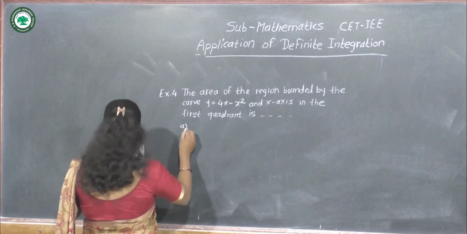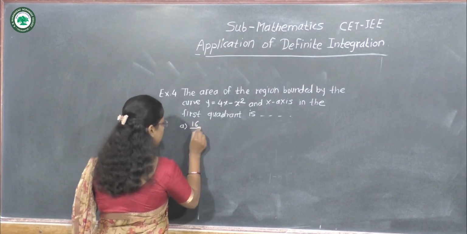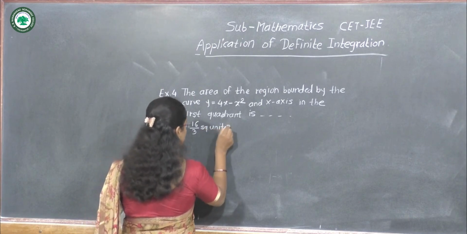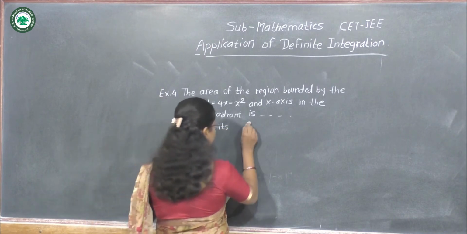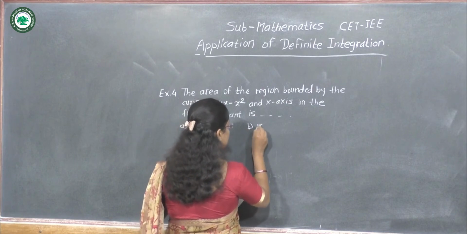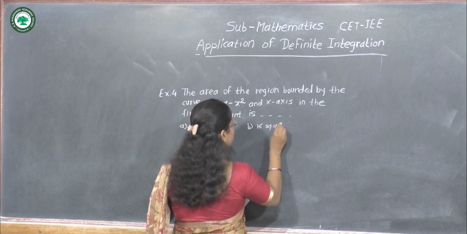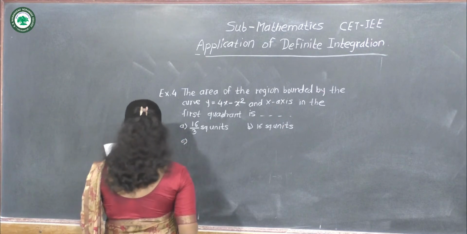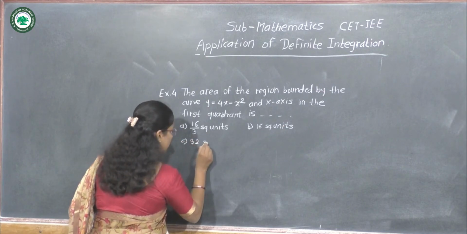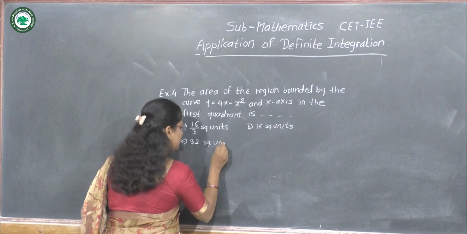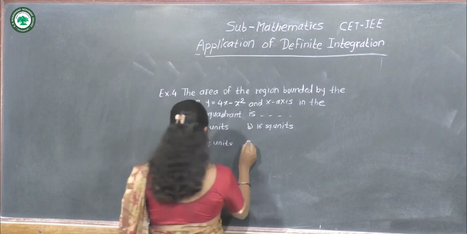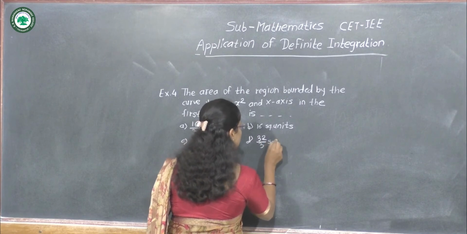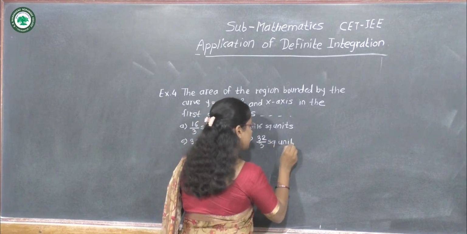Option A is 16/3 square units, option B 16 square units, option C 32 square units, and option D 32/3 square units.